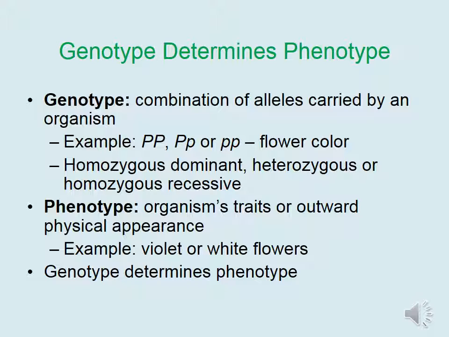The genotype leads to the phenotype. The phenotype is the organism's traits or outward physical appearance. In this case, either violet or white flowers. Once again, it's the combination of alleles that an organism carries that determines the phenotypes that they display.